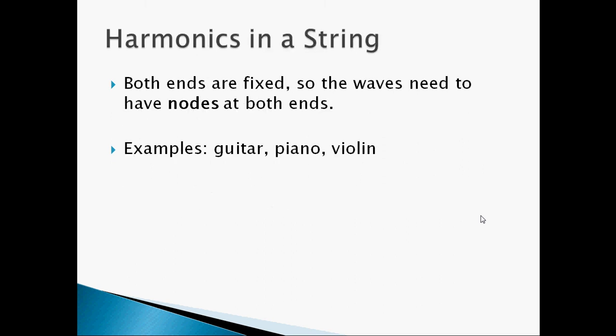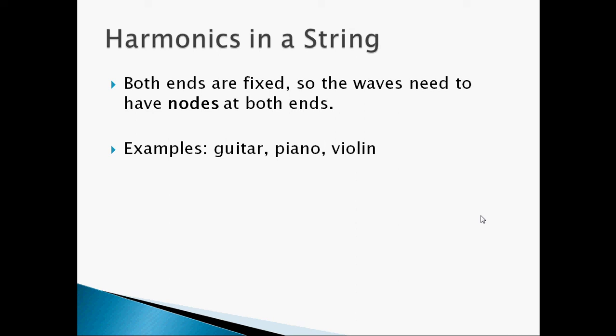So let's start by considering a string instrument. Now, in a string instrument, what we usually find is that both ends are fixed in place. We don't really have a string just sort of loose wobbling around. It's stuck in place at both ends. What that means then is that our standing waves have to be such that we have nodes at both ends, so that it's okay that those ending points can't really move up and down. Examples of this type of instrument: anything with a string, guitars, violins, pianos, etc.